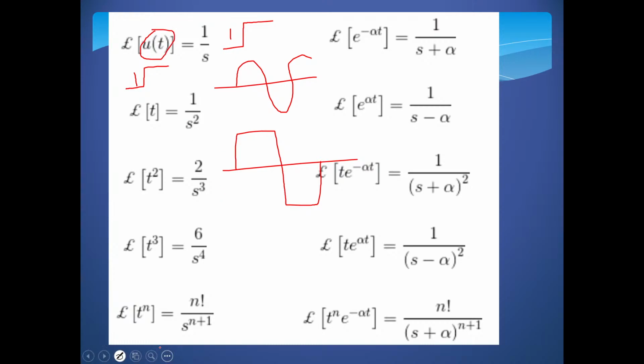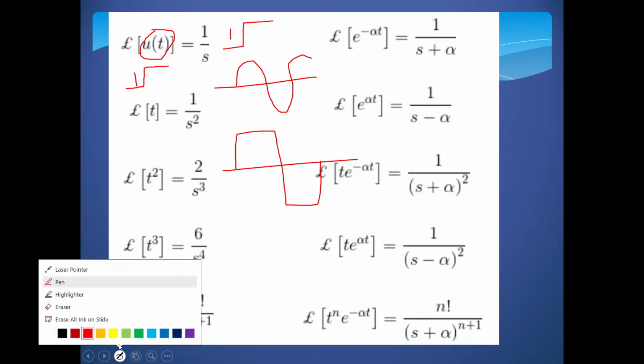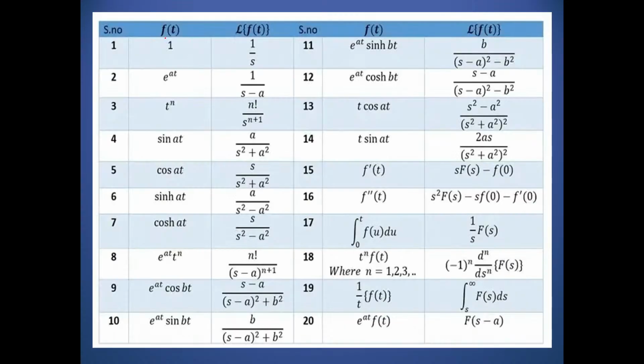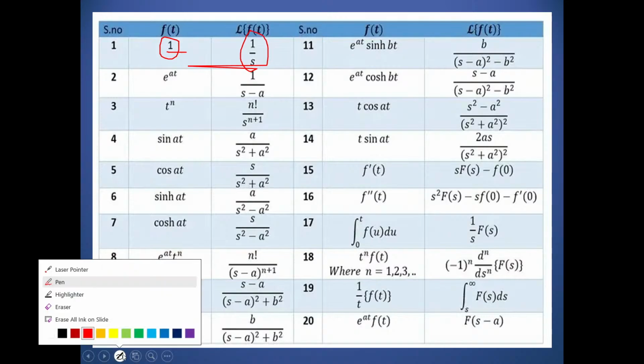U means unit. Unit step means its value is equal to 1. So Laplace of unit step is 1 by s. What did I say? Step value is 1. Laplace of 1 is what? 1 by s. Laplace of 1 is 1 by s.